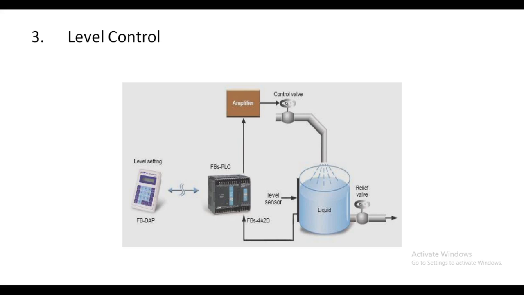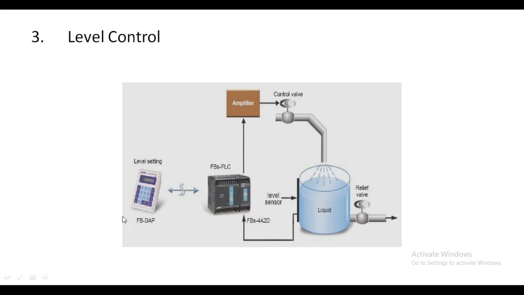And the next application is level controller, water level control. Generally in our domestic or industrial purposes, water level control is very important. Otherwise water will be wasted. Here we have liquid, and this liquid will be sensed by the sensor. Whenever the liquid reaches this point, the sensor will give the signal to our PLC.